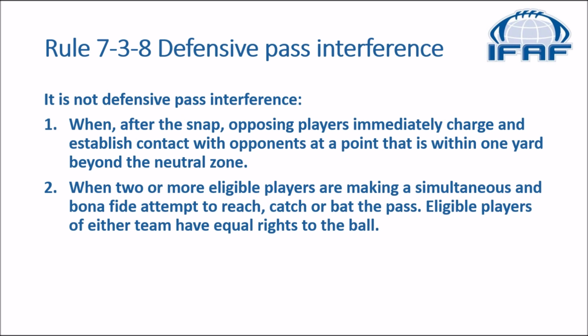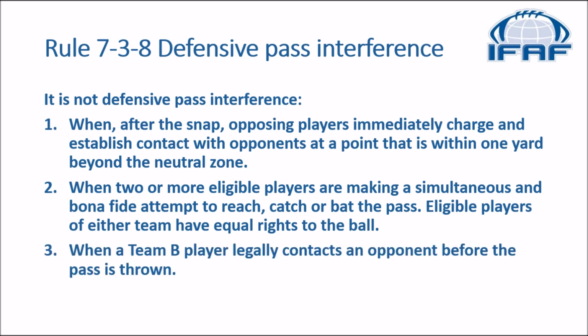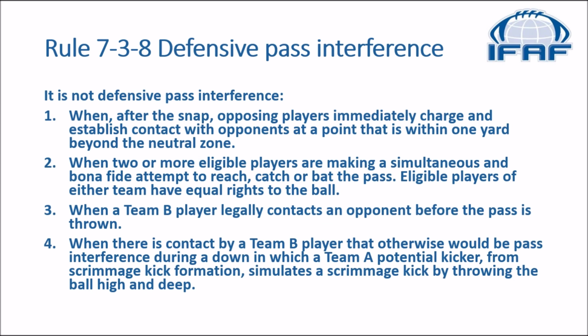2. When 2 or more eligible players are making a simultaneous and bona fide attempt to reach, catch, or bat the pass. Eligible players of either team have equal rights to the ball. 3. When a Team B player legally contacts an opponent before the pass is thrown. And finally, 4. When there is contact by a Team B player that otherwise would be pass interference during a down in which a Team A potential kicker from scrimmage kick formation simulates a scrimmage kick by throwing the ball high and deep.